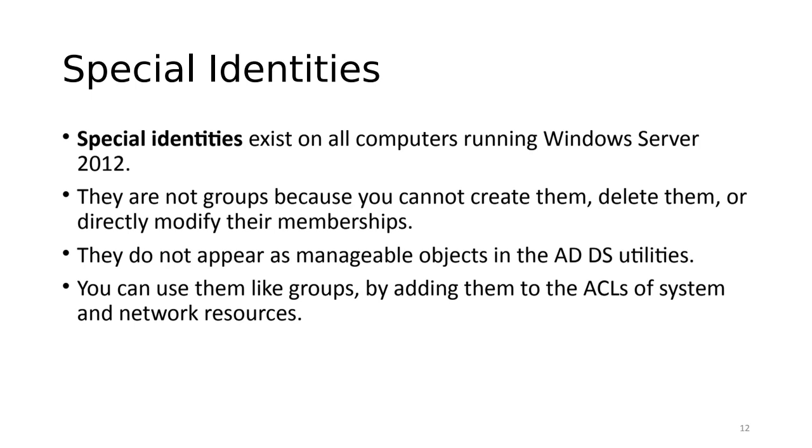Special identities. This slide is related to identities that exist on all computers running Windows Server. They are not groups because you cannot create them, delete them, or directly modify their membership. Okay? They do not appear as manageable objects in the Active Directory. You can use them like groups by adding them to the access control list of system and network resources. They are not appearing as manageable. That's why they are called special identities, and we will not use them.